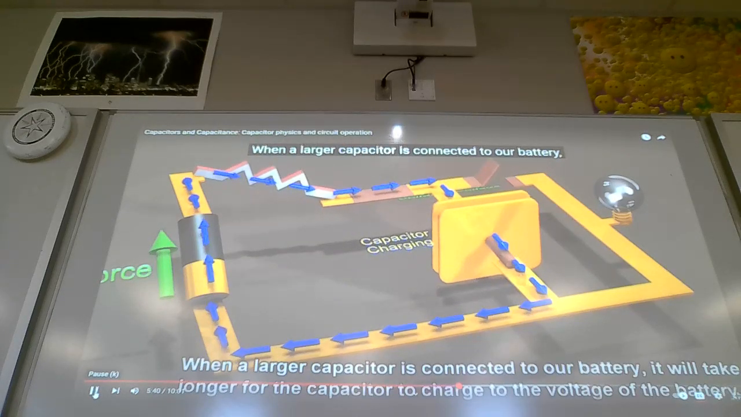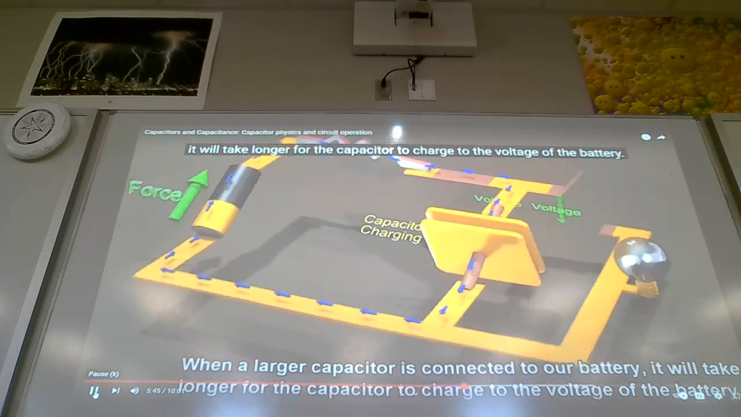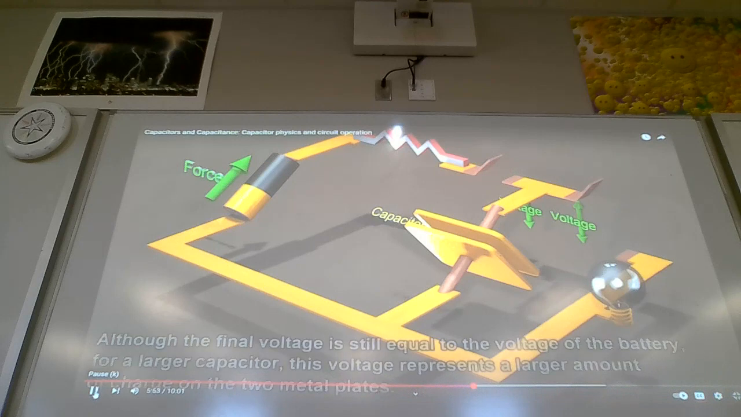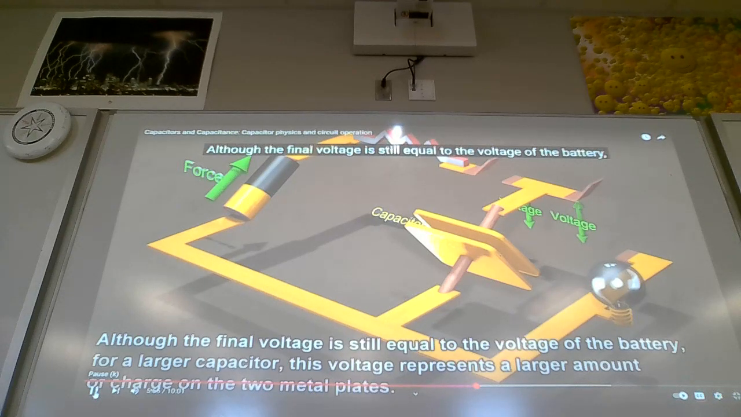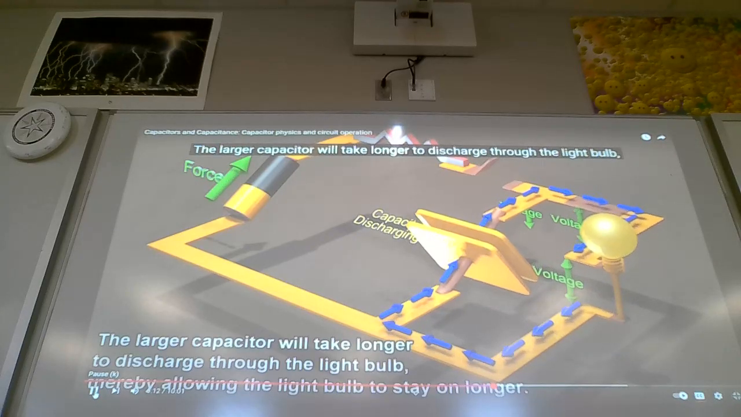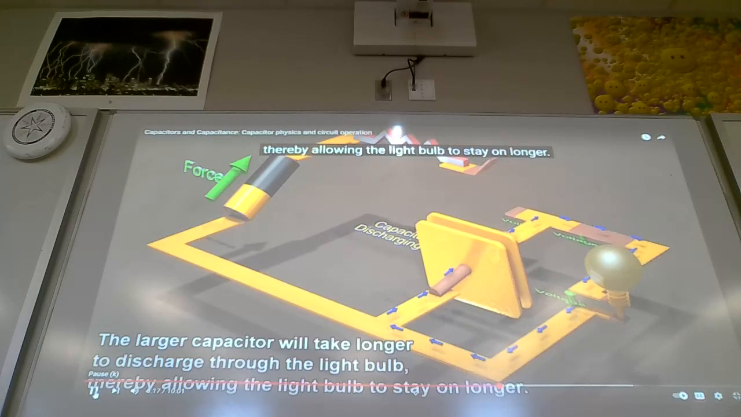When a larger capacitor is connected to our battery, it'll take longer for the capacitor to charge to the voltage of the battery. Does that make sense? It takes more time. Although the final voltage is still equal to the voltage of the battery, for a larger capacitor, this voltage represents a larger amount of charge on the two metal plates. The larger capacitor will take longer to discharge through the light bulb, thereby allowing the light bulb to stay on longer.